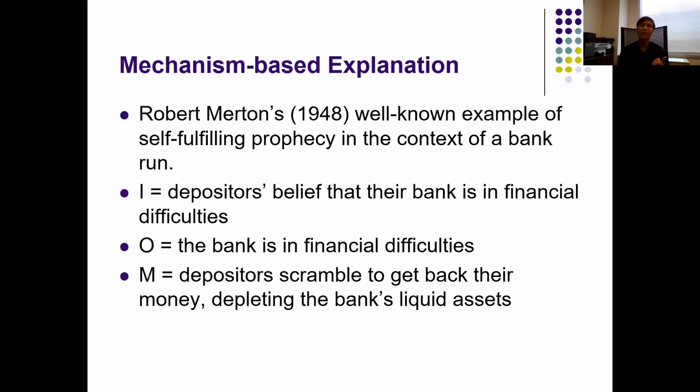If the bank lends out some sort of long-term loan, then the bank cannot get the money back and cannot give back the money to the depositors on demand. So at the end, the bank will have cash flow problems, and the bank will be in financial difficulties. So that is the mechanism linking the input and the outcome.